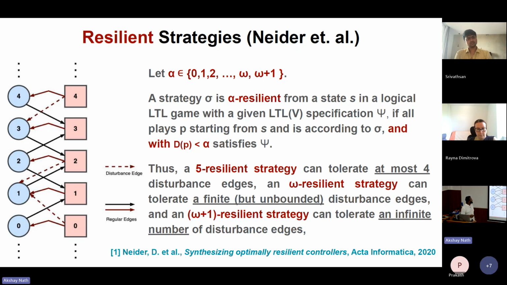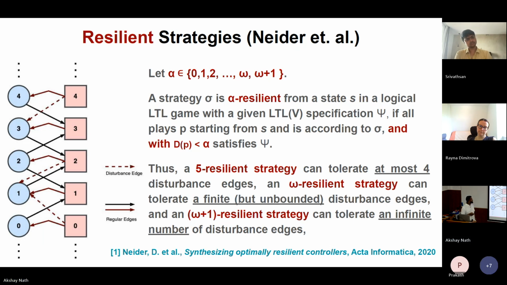So alpha can be omega plus 1, right? Alpha is in this set, right? So I'm just explaining what alpha resilience means for different values of alpha. If alpha is 5, you can tolerate at most 4, and so on.